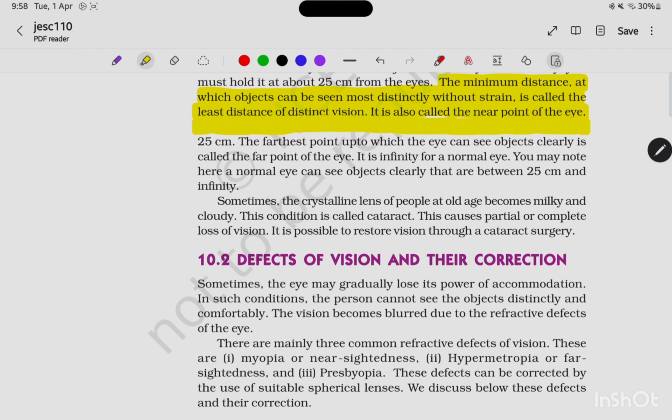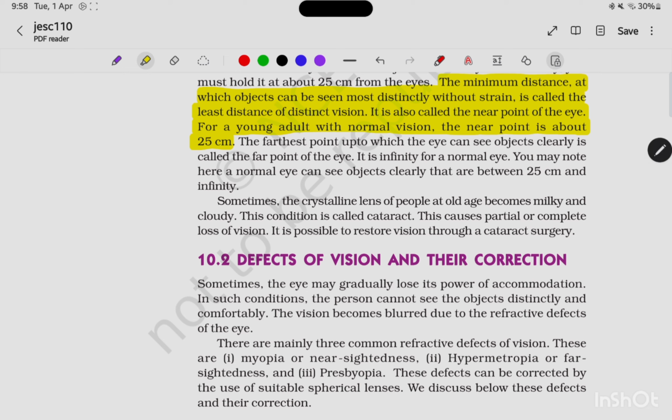Question. I think this could be a 2 mark or 3 mark question. What is the least distance of distinct vision, or near point of the human eye, and what is the value of it? So you can say the definition, and then you can say the near point, which is 25 centimeters.